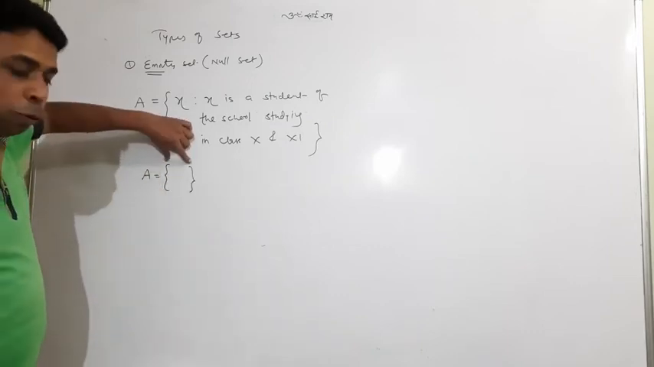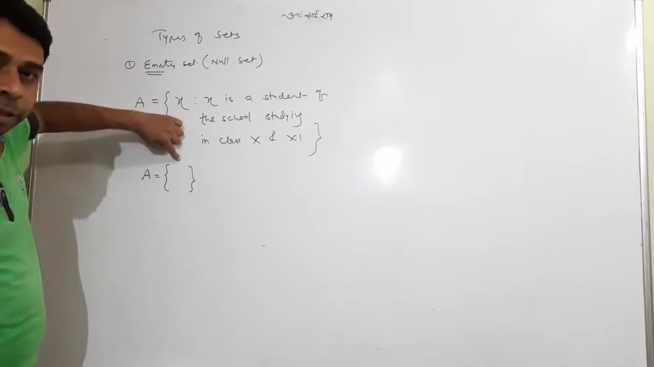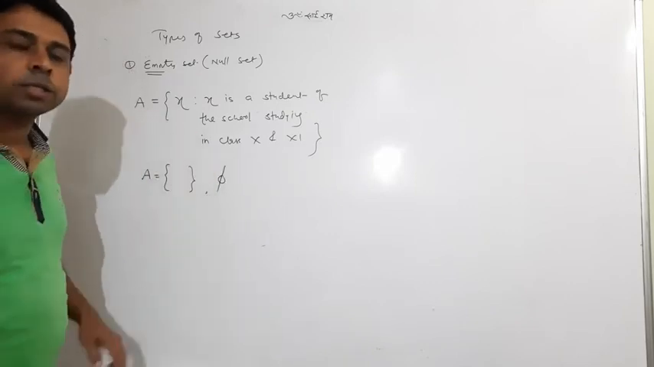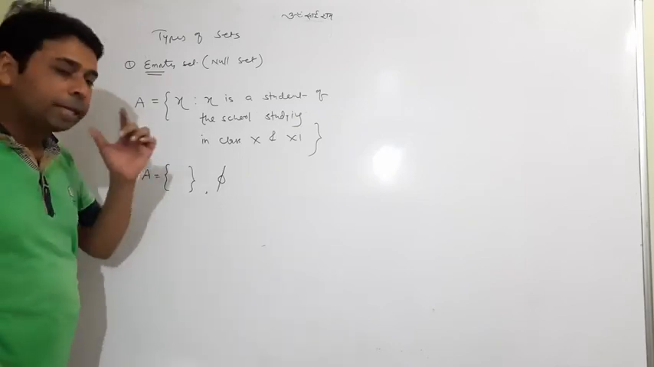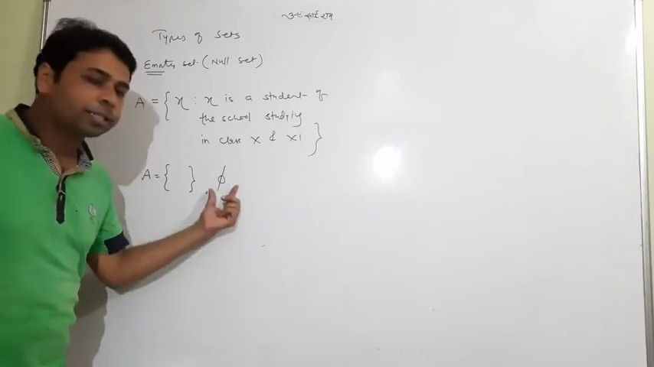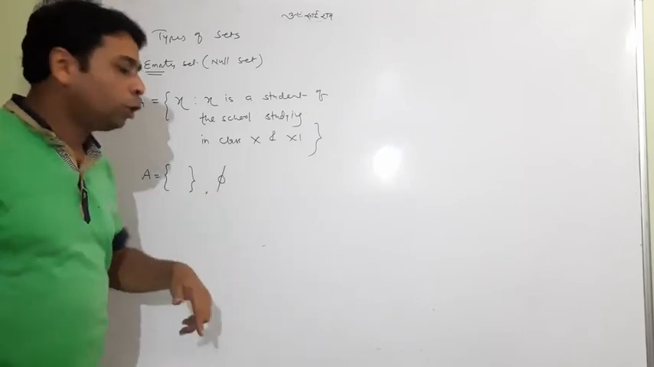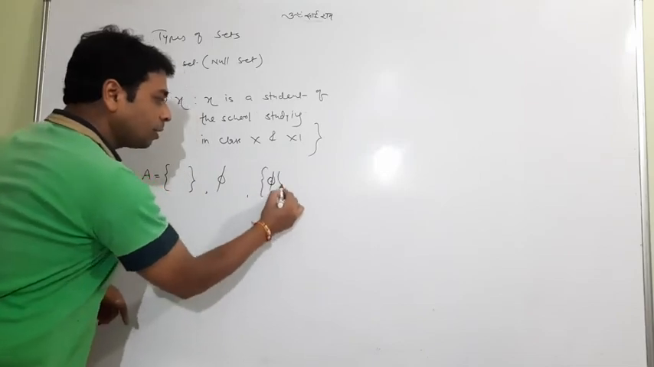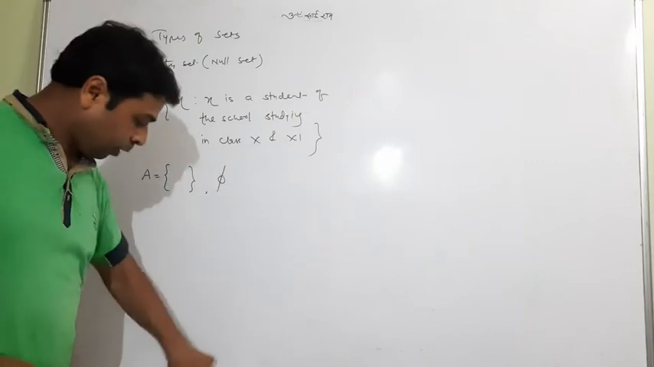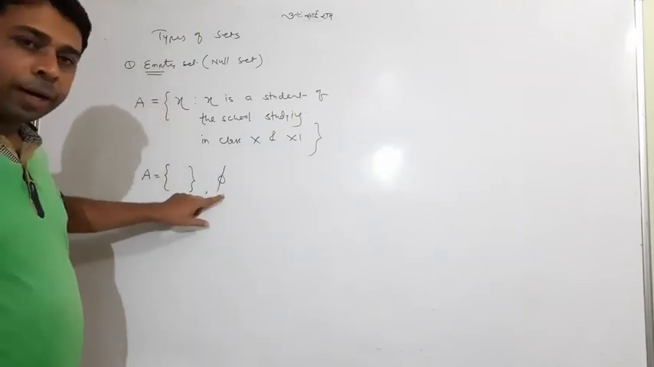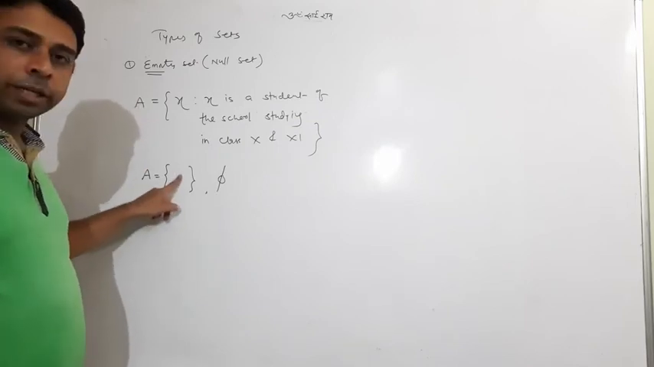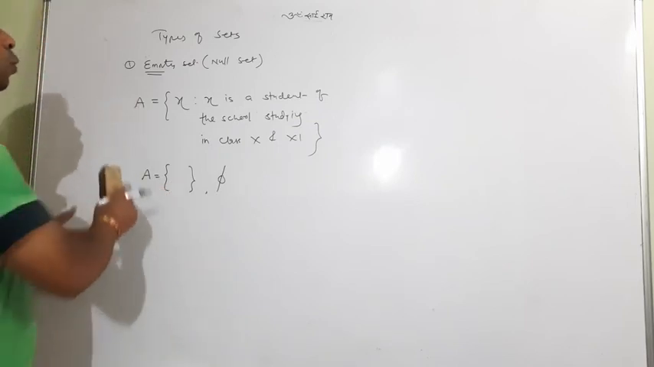So you just have to use a curly bracket without using any element. Or you can also write phi. Phi is used for the null set. Wherever in the chapter of sets, if phi is coming by itself, it means empty set. You don't need to write curly brackets around it, that is wrong. A null set can be denoted in two ways: either only phi or only a curly bracket without writing any element inside it. So these two ways denote an empty set.